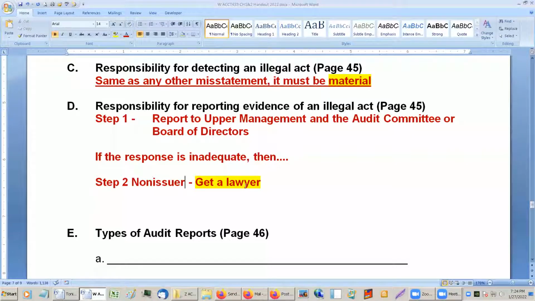Now, if it's an issuer, it's a little different. What is an issuer and a non-issuer? A non-issuer is a privately held company. In other words, you can't buy the stock in it. Like a local cafe would probably be privately held. Whereas an issuer is publicly traded, you can buy the stock. Okay, so step 2.